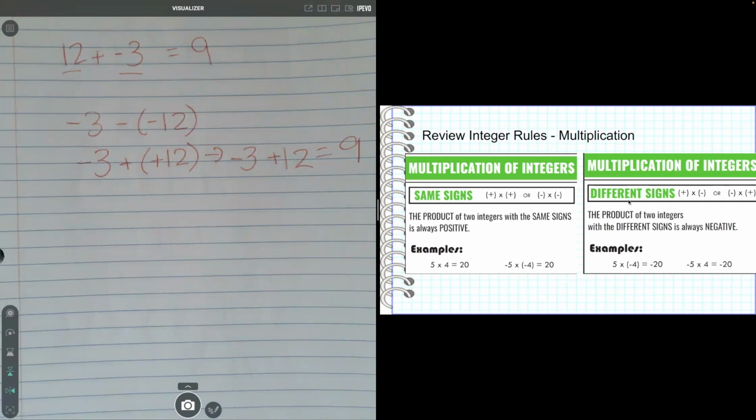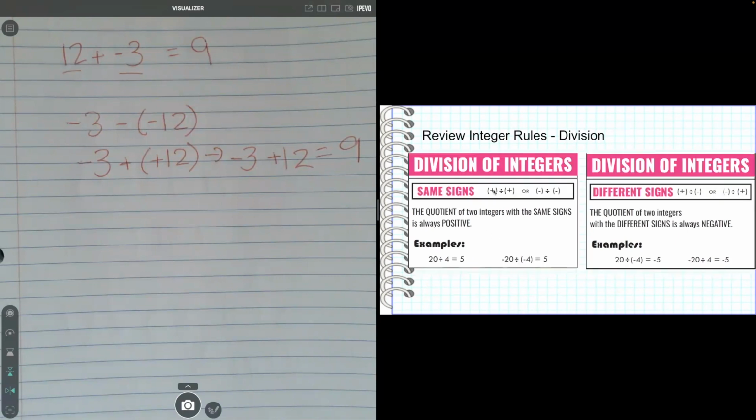These are the same rules for division as well. So division, same sign being divided, you get a positive answer. Different signs being divided, you'll get a negative answer. So these are the same rules for multiplication and division.